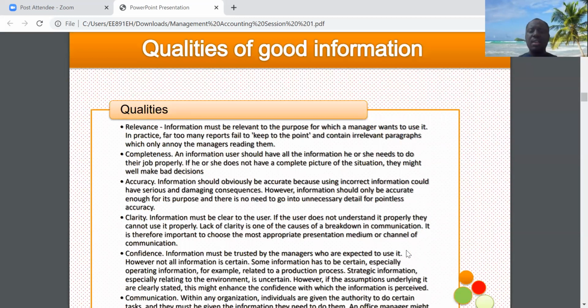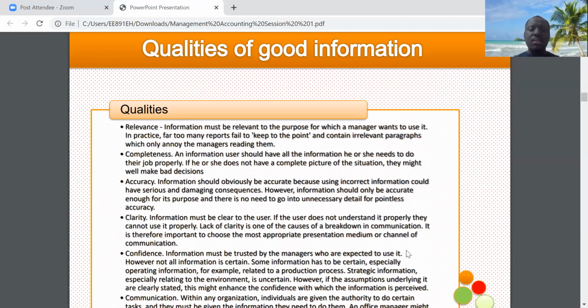Let's look at some of the qualities. First off, we talked about relevance. Information must always be relevant to the purpose for which your manager wants to use it. A lot of reports and information out there fail to keep to the point. There are certain things that are irrelevant, not important to the person who is using it, but they're still part of the information. It must be relevant to the purpose for the user. Otherwise, if information has extraneous material that is not needed, it becomes irrelevant to the one who is using it.